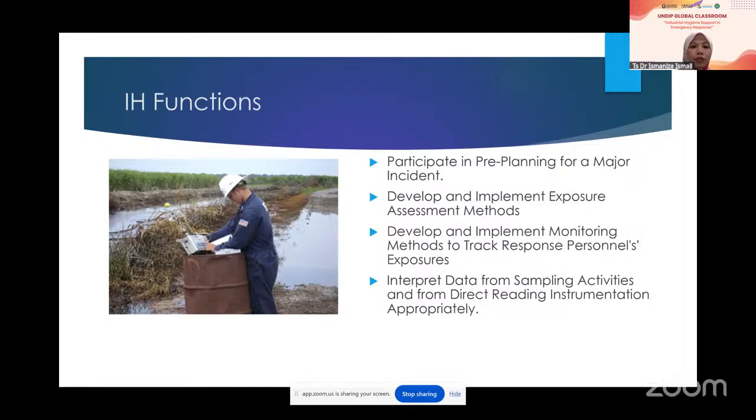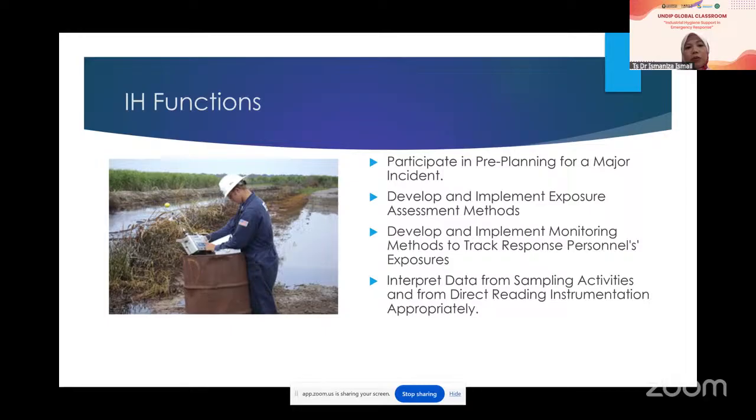So not just one reading. We monitor from time to time to know whether the story changes, whether the reading goes from high to low or low to high, so that we can provide information to those who need to know.